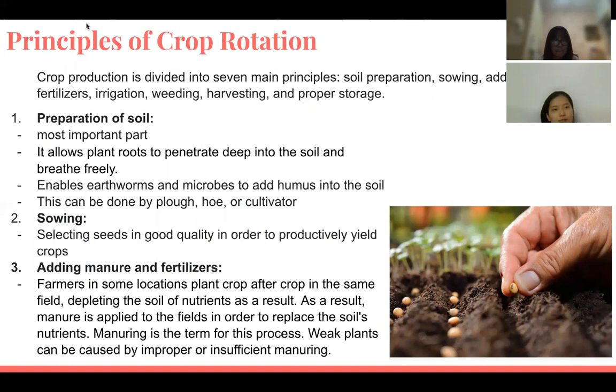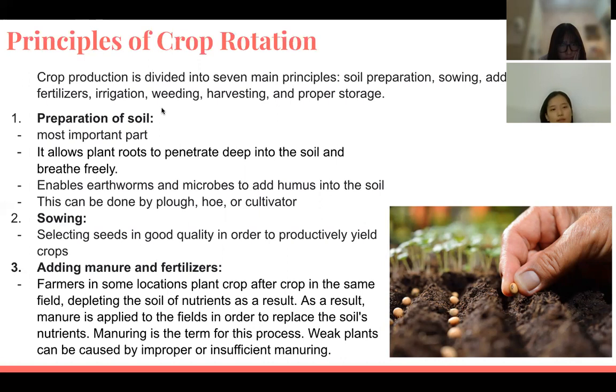So for the principles of crop rotation, there are basically 7 main principles: soil preparation, sowing, adding manure and fertilizers, irrigation, weeding, harvesting, and proper storage. So the first step of crop rotation is preparation of soil. Preparation of soil is the most important part among the principles of crop rotation.